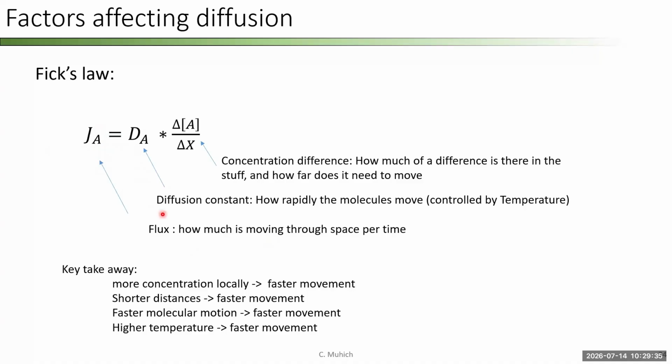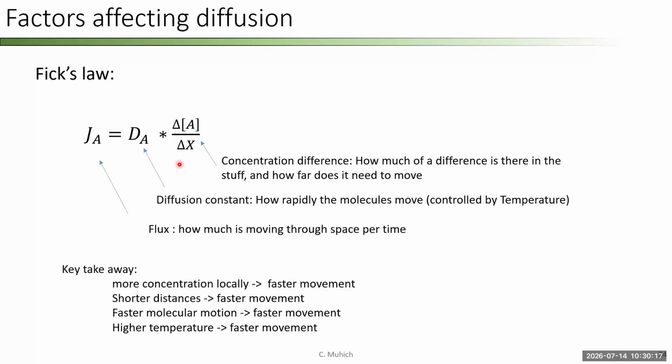And that is multiplied by this ratio of the concentration difference. So how big is the difference in the concentration of the molecules at one location versus another, and how far do the molecules need to move? So what's the distance over which this concentration difference has been measured? And this, for the engineers and the people who have taken more advanced math, is our concentration gradient.